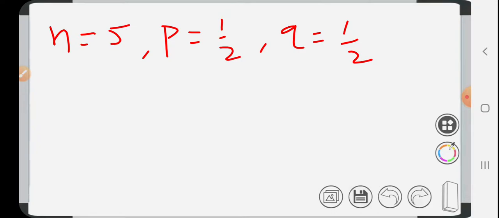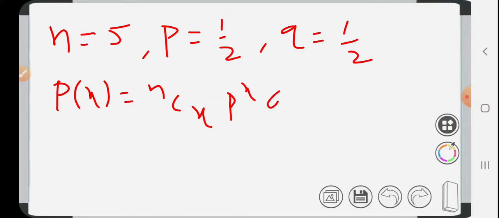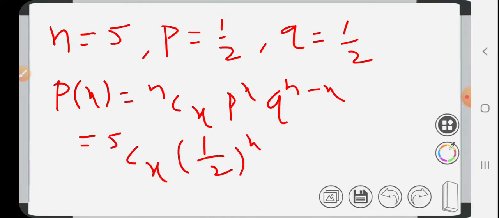Next one, our binomial distribution P of x, or you may write f of x, is equal to nCx p raised to x q raised to n minus x. So here 5Cx 1 by 2 raised to x into 1 by 2 raised to 5 minus x.